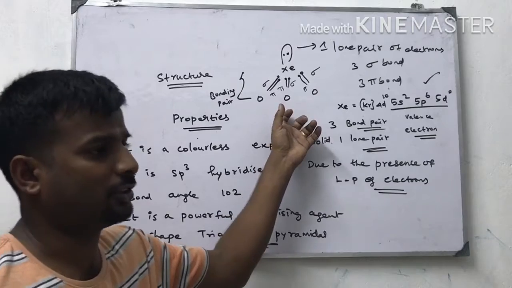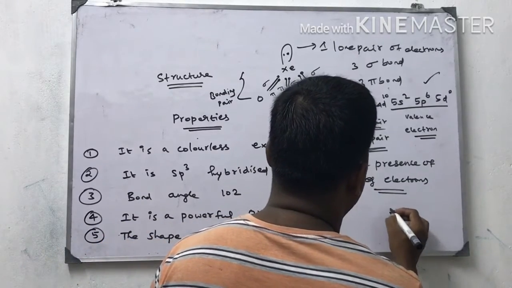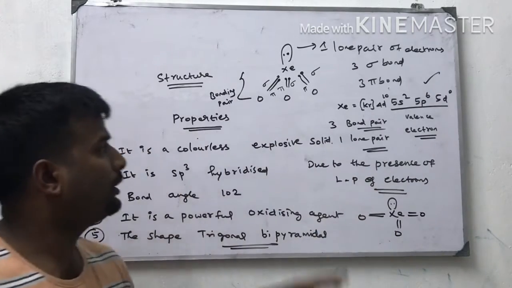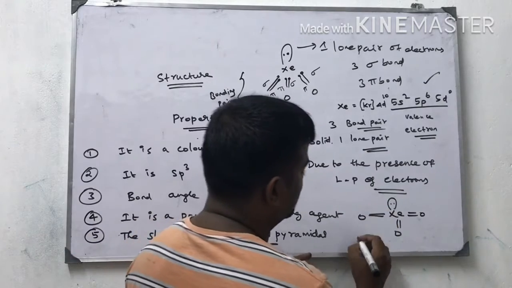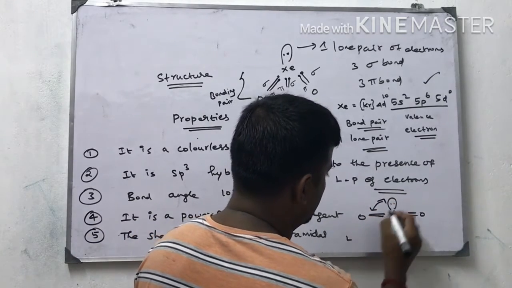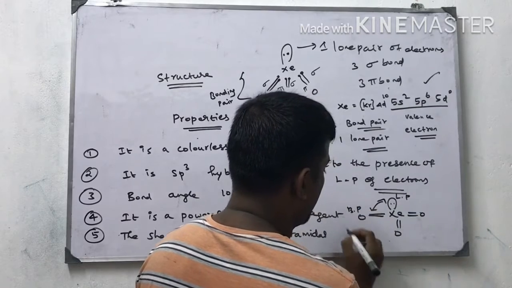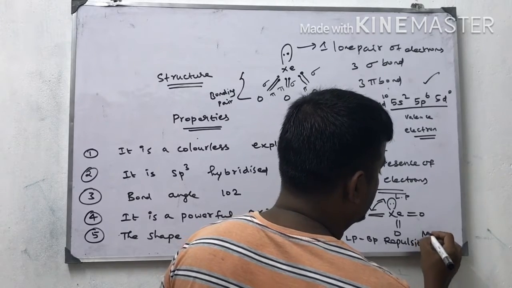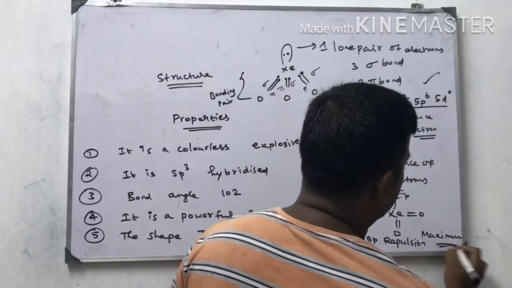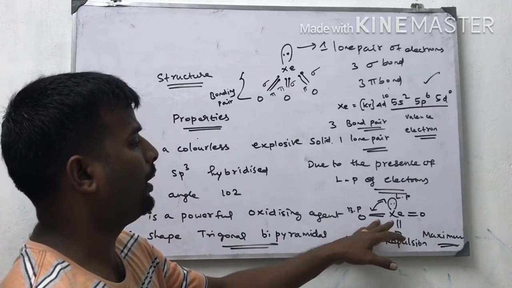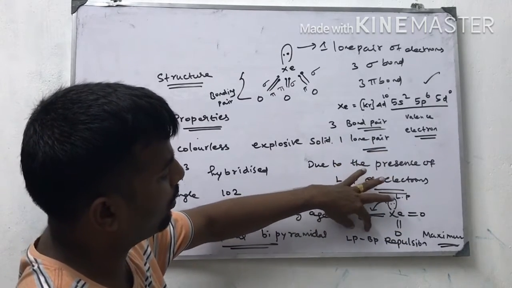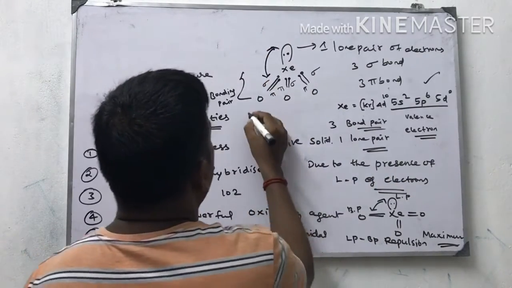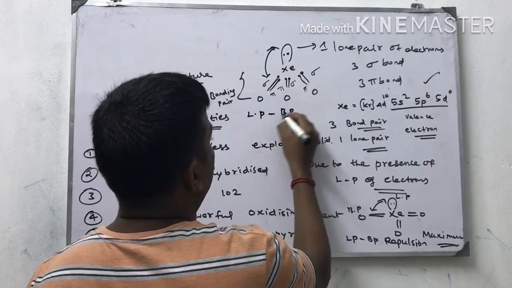Here, this is the actual structure. We can draw the structure like this also. What is the difference between this structure and this structure? Here there is a lone pair and a bond pair. In this category, the lone pair and bond pair are close to each other, therefore lone pair, bond pair repulsion is maximum. But in this category, lone pair, bond pair repulsion is minimum.